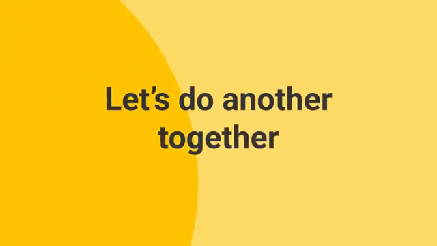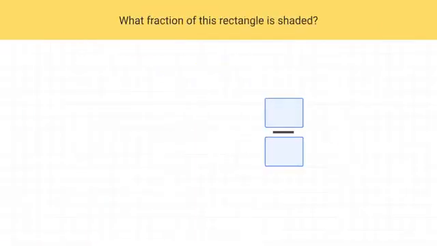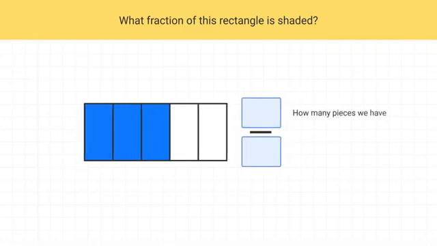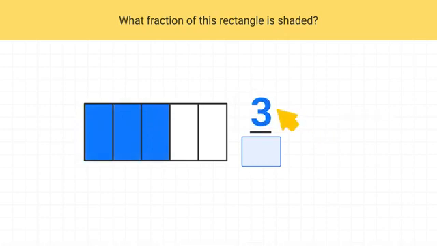Let's do another together. Let's find what fraction of this rectangle is shaded. In my fraction, what number will I put here? Remember, the top number of a fraction tells us how many pieces we have. We can see that there are 3 pieces of the rectangle that are shaded. So we write a 3 above the line. What is this number called? It's called the numerator.